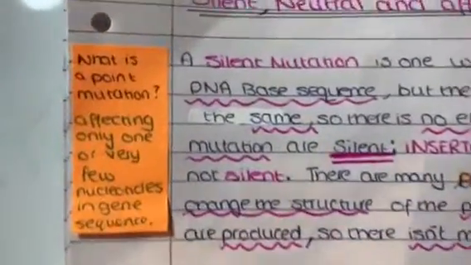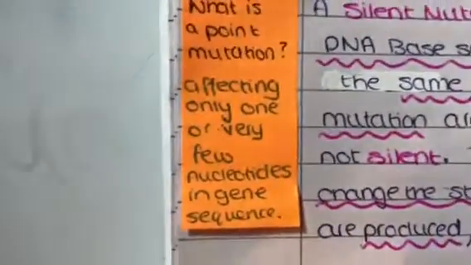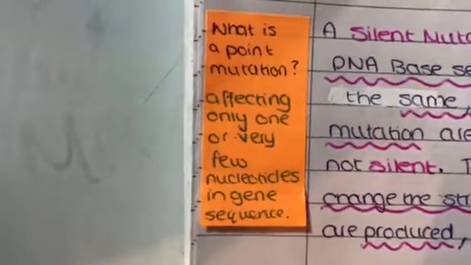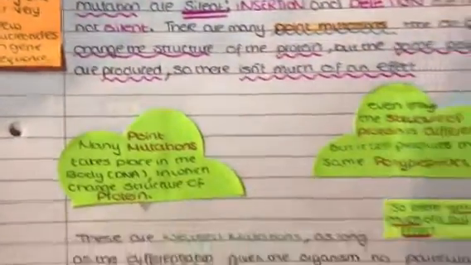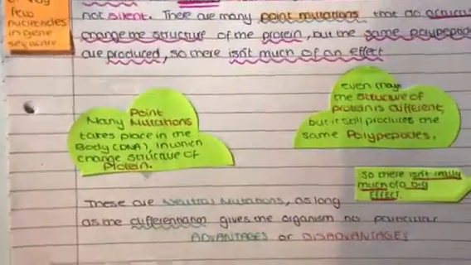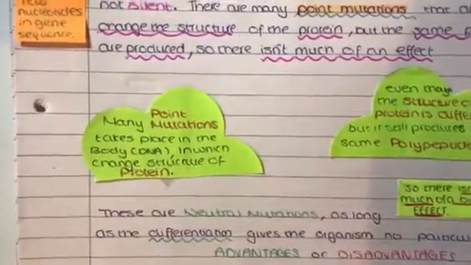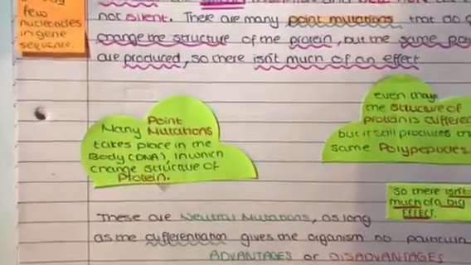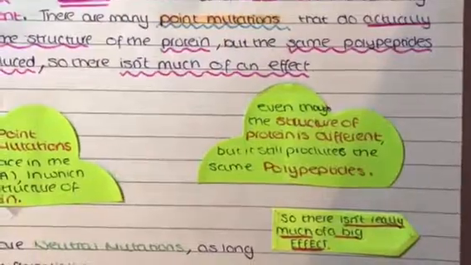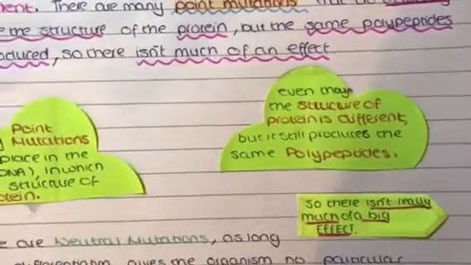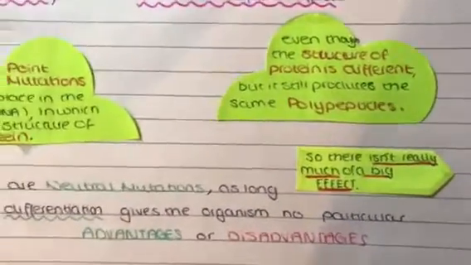So if we have a look here, what is a point mutation? Affecting only one or very few nucleotides in a gene sequence, kind of similar to substitution mutation. So a point mutation takes place in the body's DNA, which changes the structure of the protein. Even though the structure of the protein is different, it still produces the same polypeptide. So there isn't really much of a big effect.